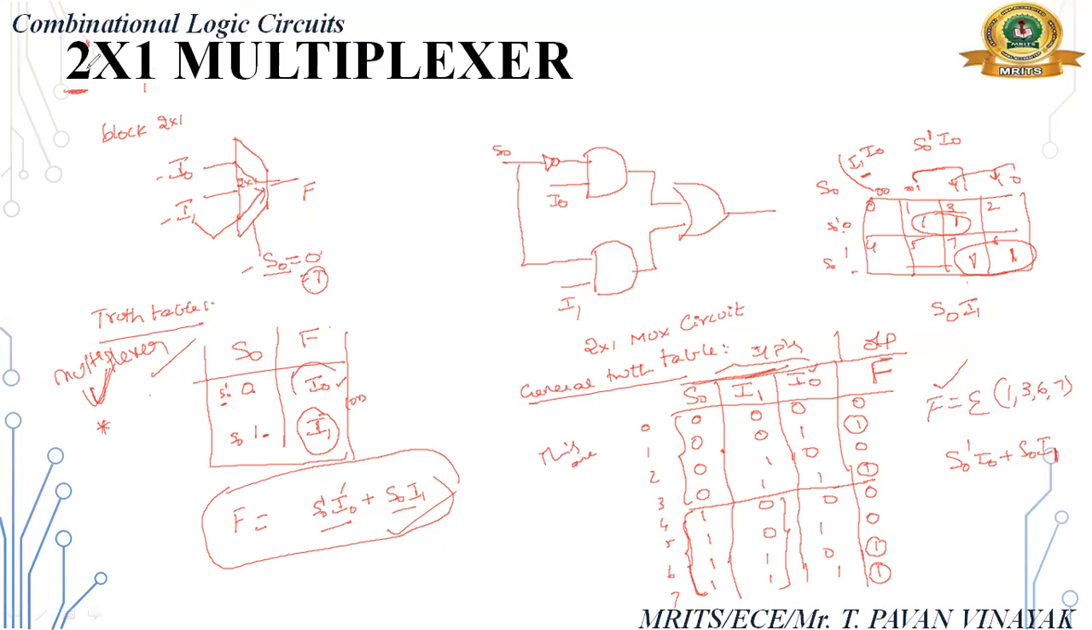because if inputs are increased, suppose I take an 8 by 1 multiplexer, what happens? Here 8 inputs, and here 3 selection lines. Total 8 plus 3, how many? 11, right? How many inputs? 11 inputs. Do you know a K-map for 11 inputs? Theoretically, can you do this on paper?